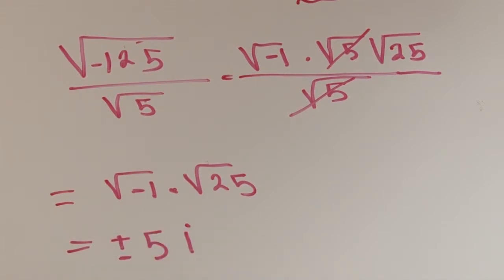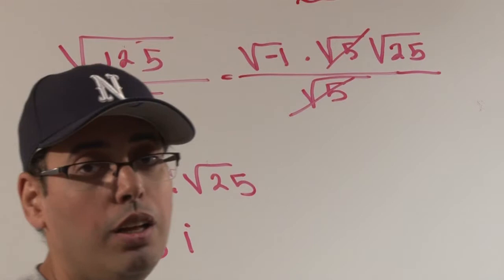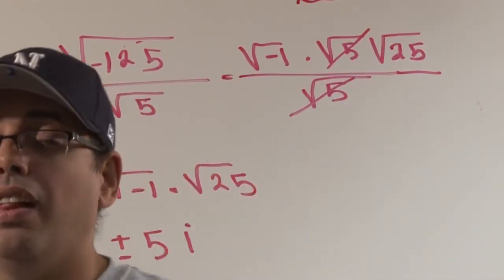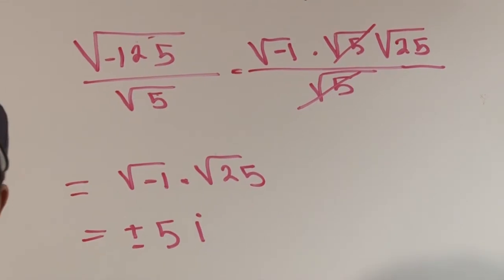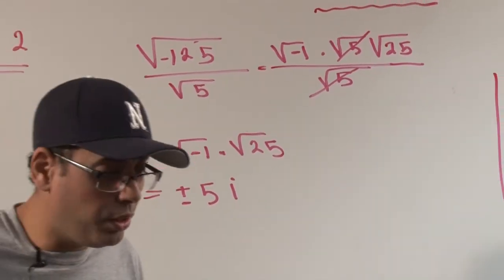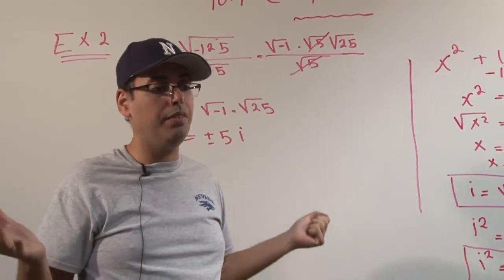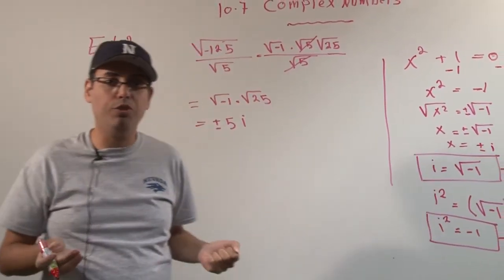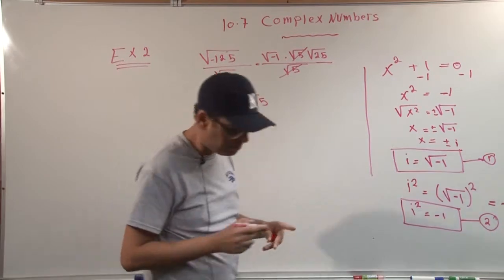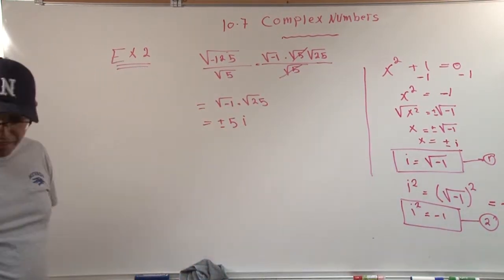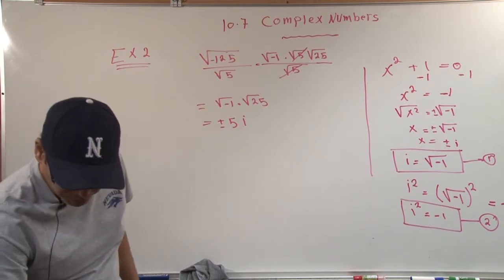Pretty easy. Try to find the square root of negative 1 and set it aside, and now you have a real number. Deal with the real number very simply, and you're going to reach the solution of your problem. This is my second example.